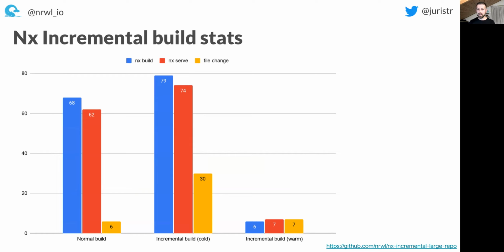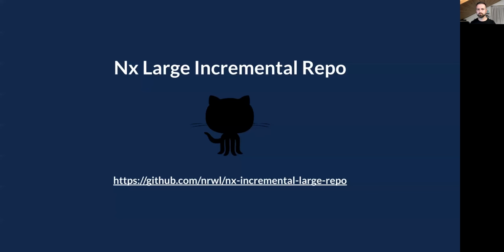And NX serve takes 7 seconds, so pretty similar. Also an incremental build, you change some file, some component and rebuild it, takes another 7 seconds. So you can see this speeds up things a lot and makes working much more pleasant, obviously, in super large repositories.